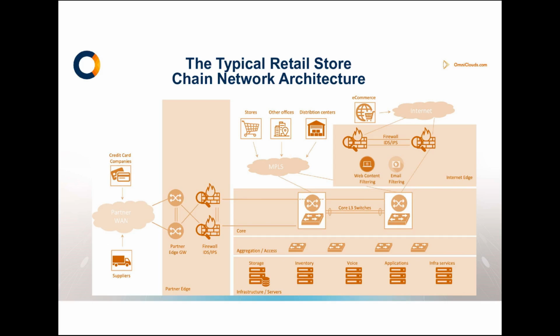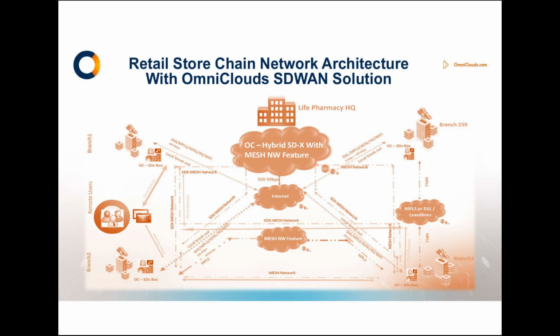On the next slide, I will show you how the OmniCloud solution works, with an example of a live case of 260 branches. This is how it looked. This is how we connected our clients on OmniCloud, from branch 1 up to branch 259, which is 260 branches.